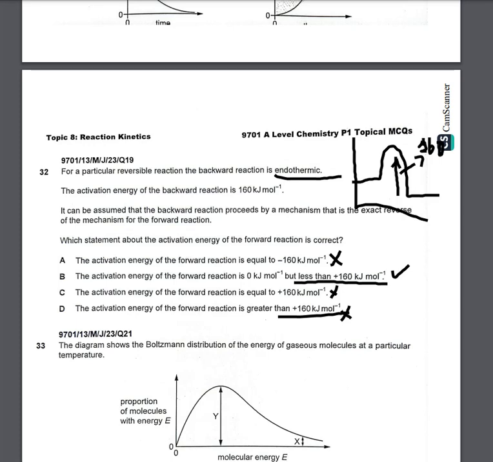The activation energy of the forward reaction is 0 kilojoule per mole. Is this possible? Then it should be like this. It can be possible, because some reactions may not have an activation energy. You put them together and they react immediately. So this can be possible, and the later part of the statement, less than 160, must be true. So B is your right answer. I'm going to go with B.